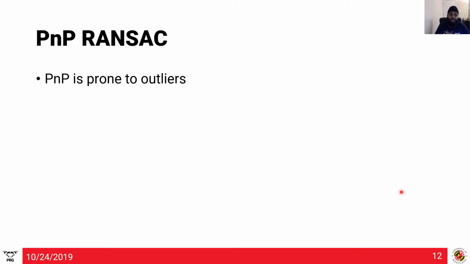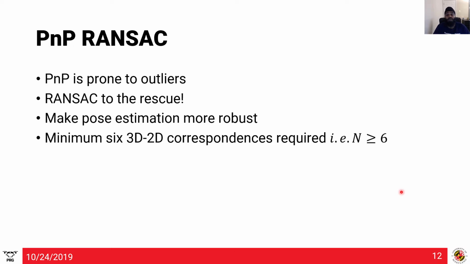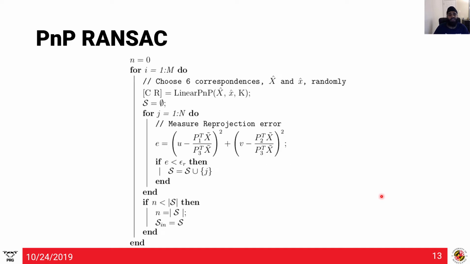So coming back to the point, PnP is very prone to outliers, and like always, RANSAC to the rescue, so you can make your pose estimate much more robust. In this, you need a minimum of 6 3D to 2D correspondences. So from capital X to small x, you have to have at least 6 corresponding points. So again, how do you do this? RANSAC is based on measuring my reprojection error, which we also saw in the nonlinear triangulation.